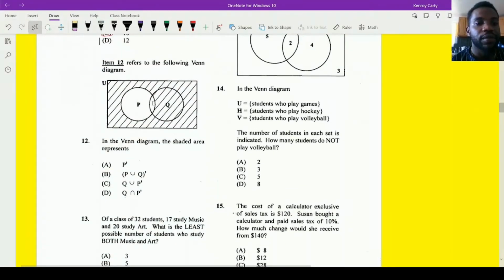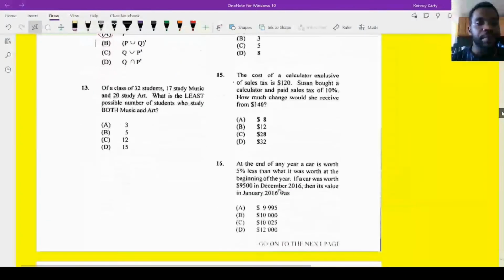All right, question 12 refers to the following Venn diagram. In the Venn diagram, the shaded region represents, all right, now we notice that everything is shaded apart from any part of P. So it's everything outside of P. Now outside, an expert word for outside is what we call complement. So this is actually P complement, right? And how do we get that? Because everywhere is shaded apart from any part of P. So it's outside of P. And once you say outside, you say complement.